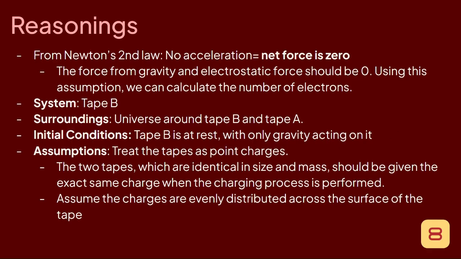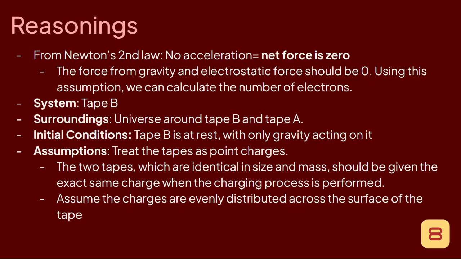Okay, reasoning. From the second law, we know that if there's no net acceleration, the net force should be 0. We know this because after you bring tape A up to B, the tape should stop moving. So the force from gravity and the electrostatic force should cancel out. Using this assumption, we can calculate the number of electrons.